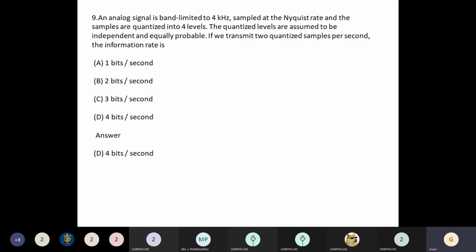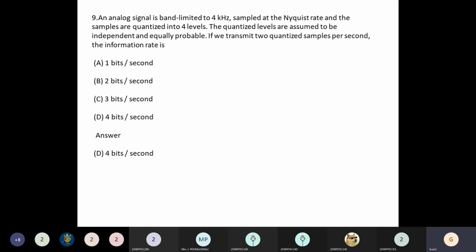Then an analog signal is band limited to 4 kilohertz, sampled at the Nyquist rate, and the samples are quantized into 4 levels, and the quantized levels are assumed to be independent and equally probable. If we transmit two quantized symbols per second, the information rate is: option A 1 bit per second, option B 2 bits per second, option C 3 bits per second, option D 4 bits per second. So obviously the answer will be 4 bits per second.